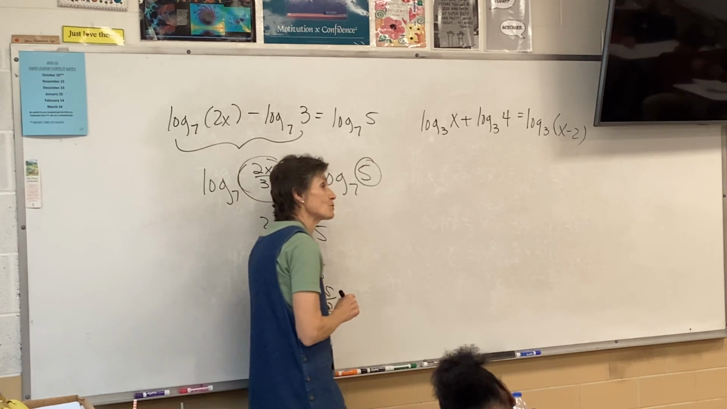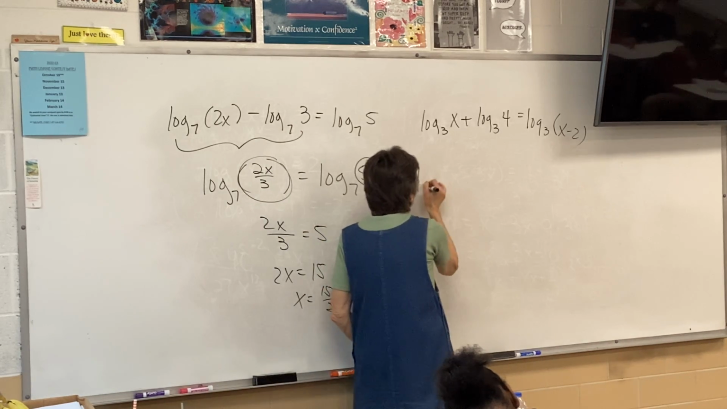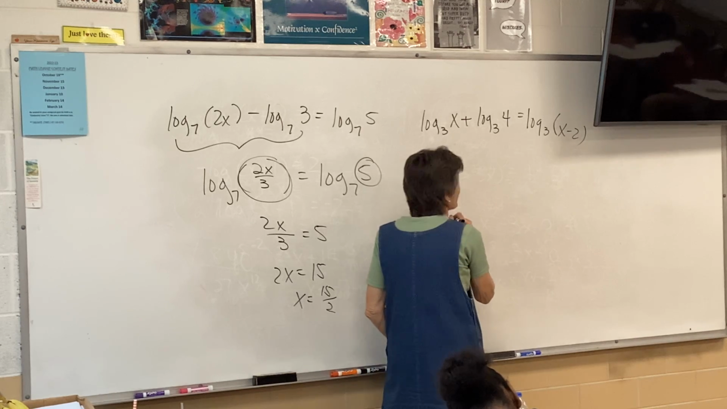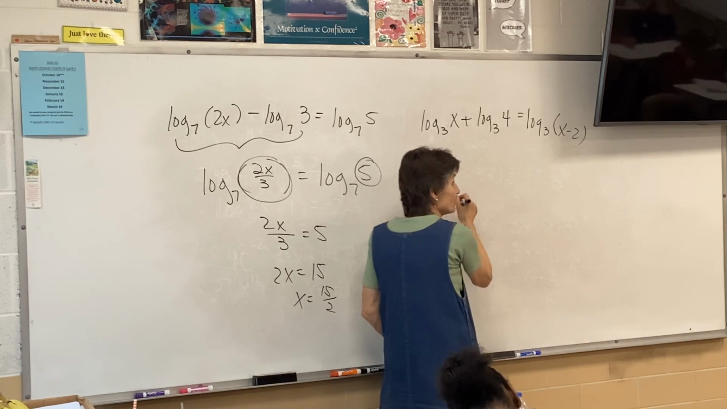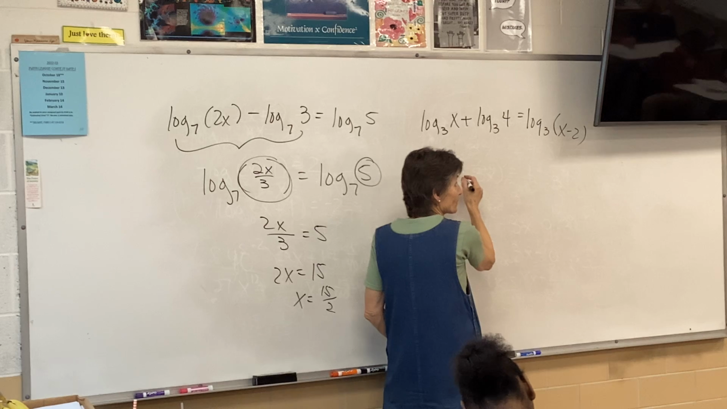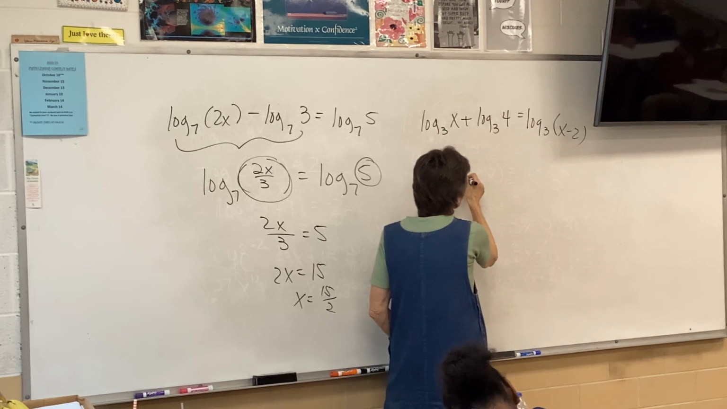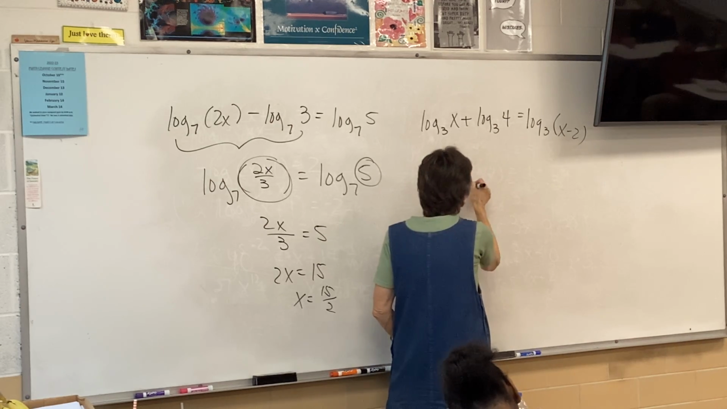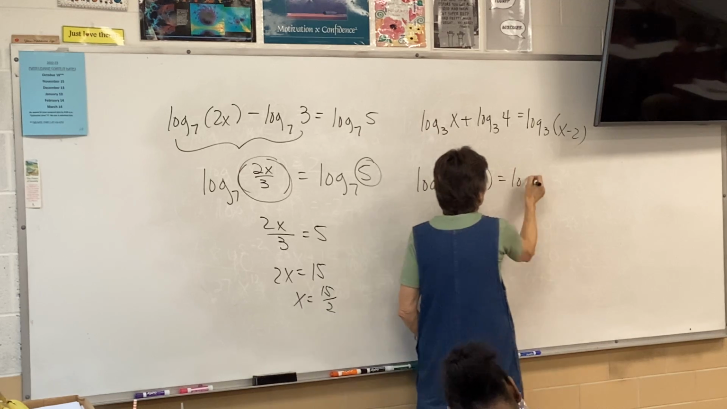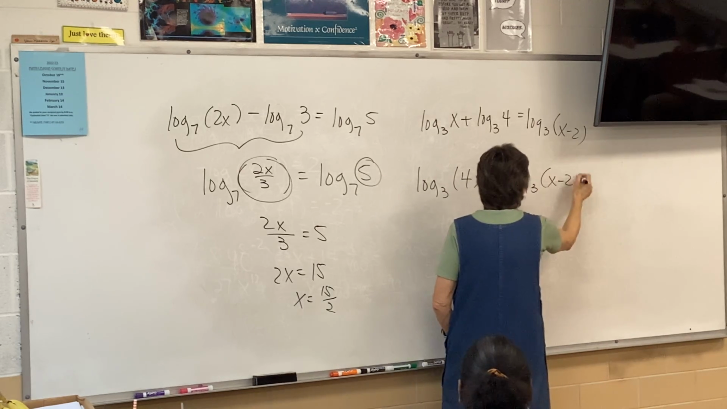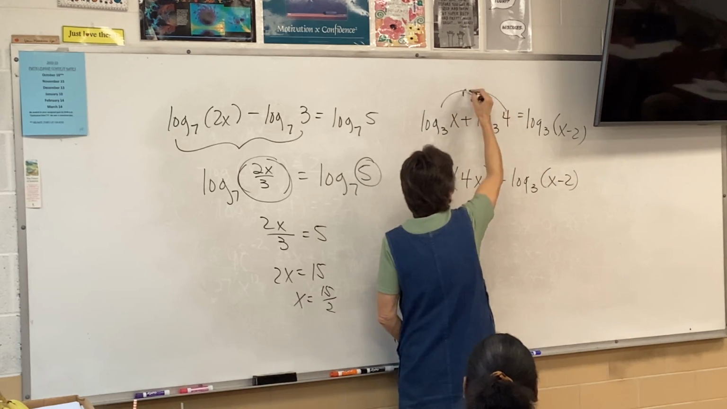Anya, what'd you do first? First I combined the two logarithms on the right side. I mean the left. And made that what? Log 4x. Yep, you multiplied them. That's exactly what you should have done. Did everybody do that? Did everybody combine these two as a multiply?